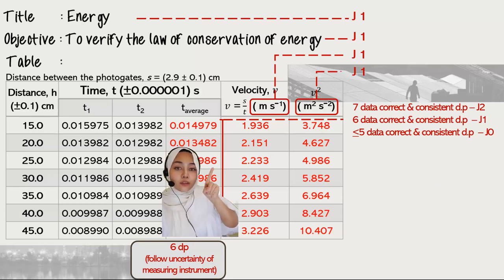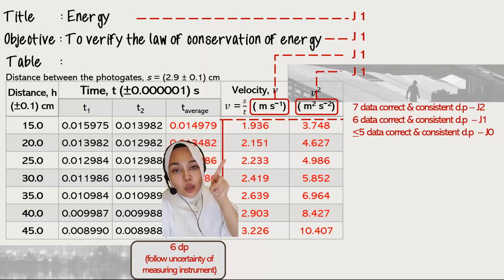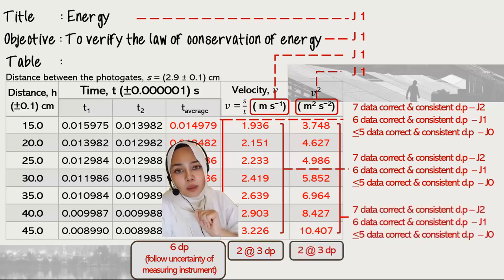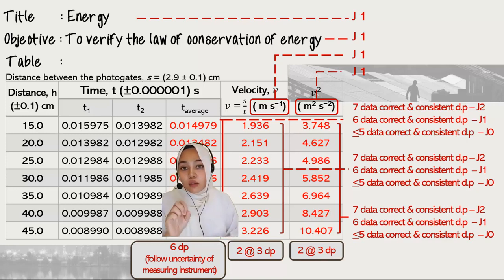Next is the calculated data for your velocity. Your calculated data velocity and the velocity squared can be rounded off to 2 or 3 decimal places, but you have to be consistent. If you want to use 2, make sure it is 2 throughout your data, or 3, throughout the data. You cannot just use 2 and then sometimes 3. Once again, for your V and V squared, if they are consistently 2 or 3 decimal places and they are all correctly calculated, then you can get 2 marks. 1 wrong, 1 mark, and more than 2 wrongs, 0 marks.